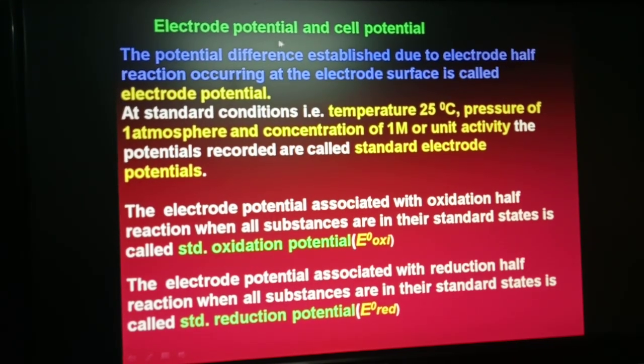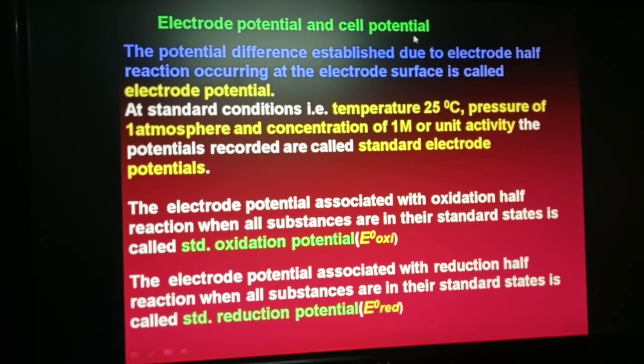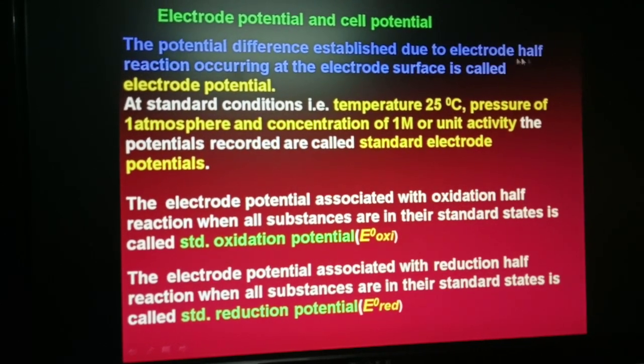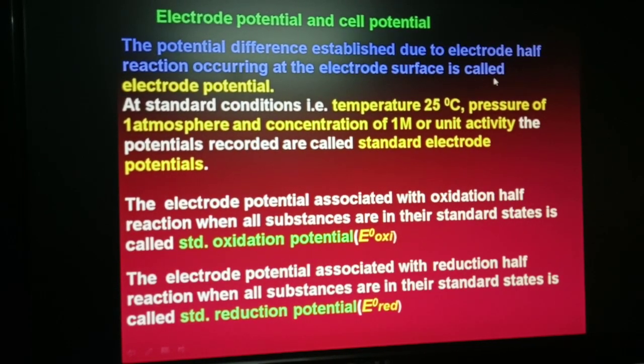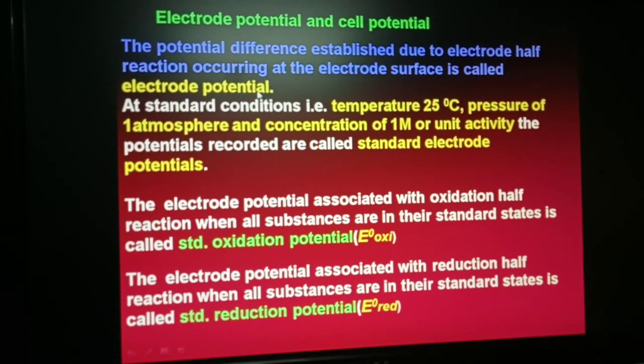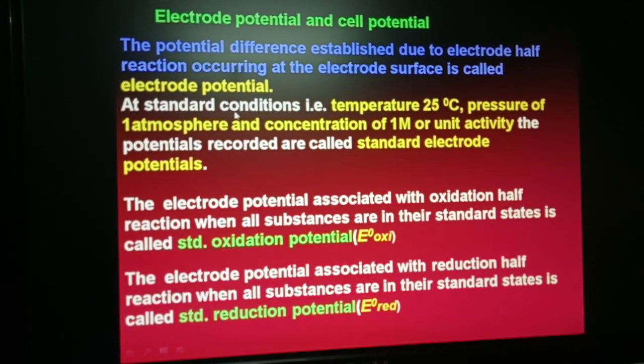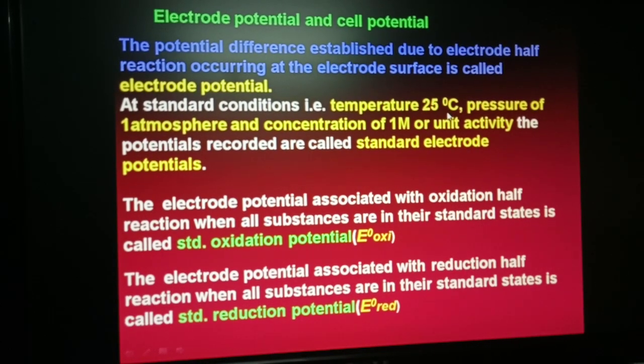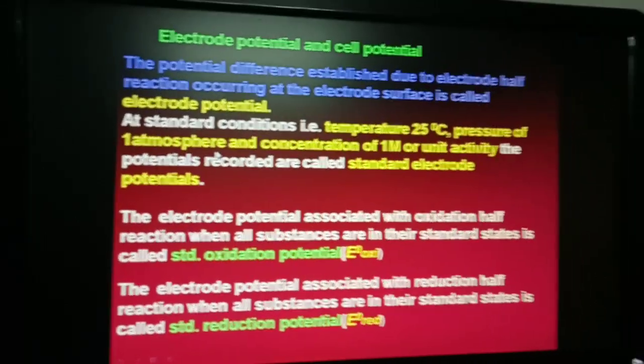Next concept is electrode potential and cell potential. The potential difference established due to electrode half reaction occurring at the electrode surface is called electrode potential. At standard conditions, that is temperature 25 degrees centigrade, pressure of 1 atmosphere and concentration of 1 molar or unit activity, the potentials recorded are called standard electrode potentials.